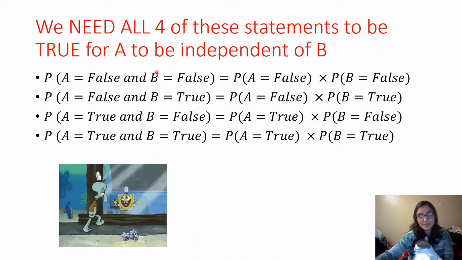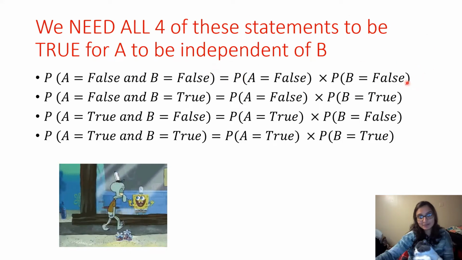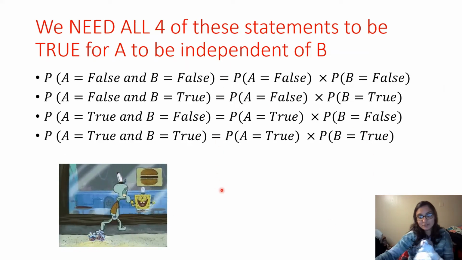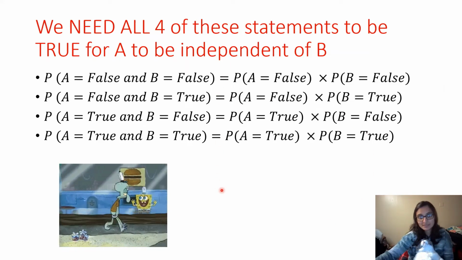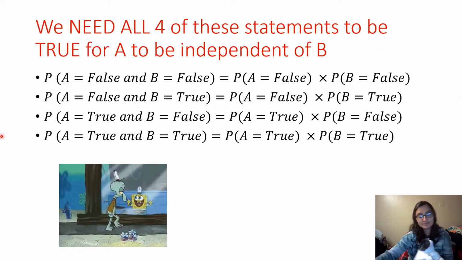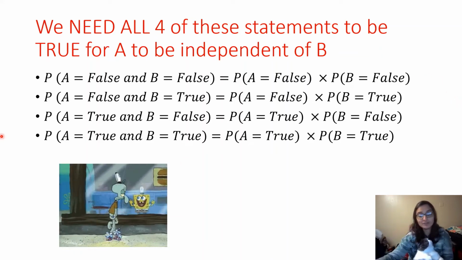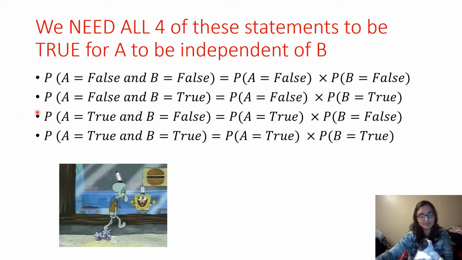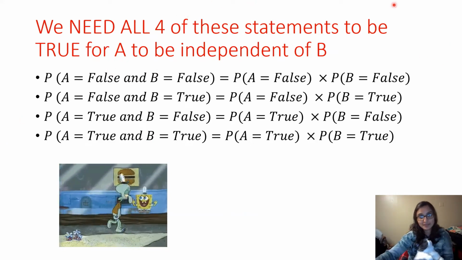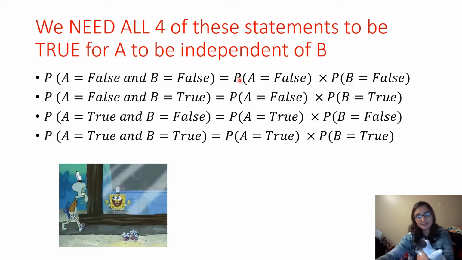So this is just listing out all four of these statements that need to be true. That means that this probability on the left needs to equal this multiplied probability on the right for all of these possibilities. And if all four of these are true, then A is independent of B, which is the same thing as saying that B is independent of A. But if at least one of them fails, whether one, two, or all four, then A is not independent of B, or the same thing as B not being independent of A.